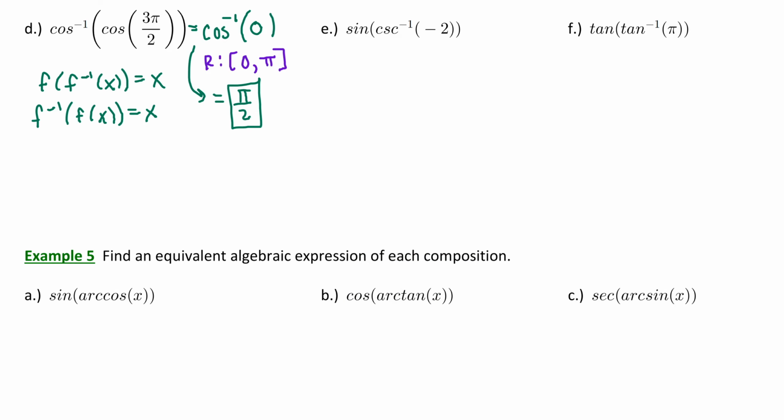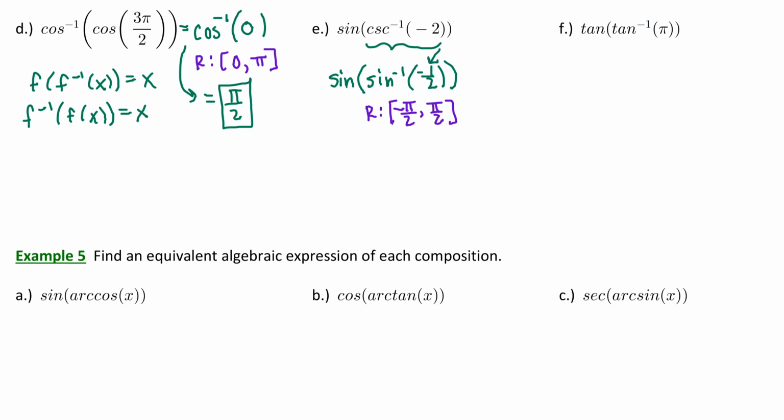Example E, we have sine of inverse cosecant of -2. Recall from the previous section that we can evaluate inverse cosecant in terms of inverse sine. We do this by reciprocating the argument. So we need to start by evaluating inverse sine of -1/2. Let's pay careful attention to the range of inverse sine. Recall that inverse sine spits out a value between -pi over 2 and pi over 2.